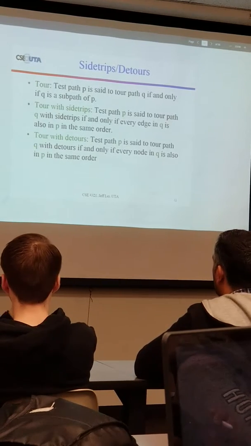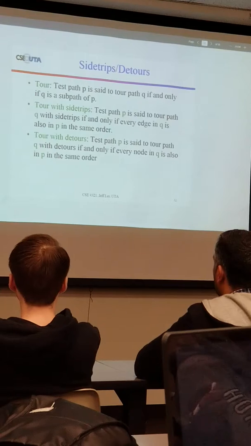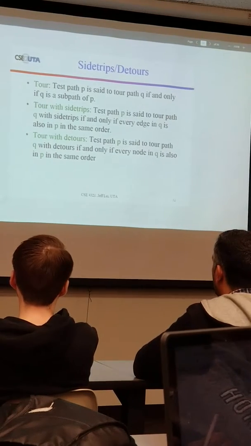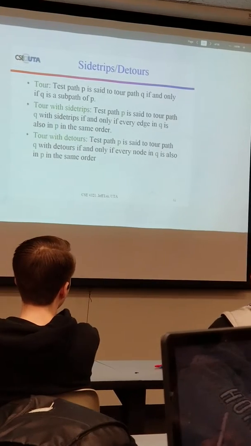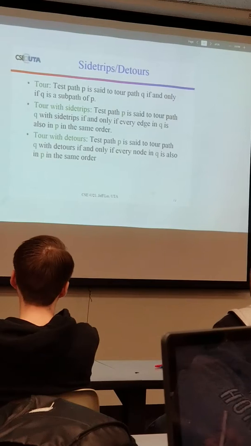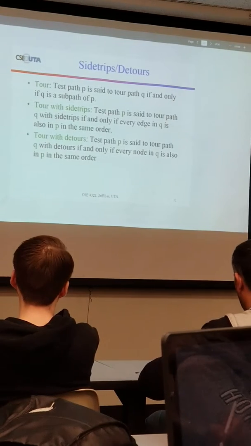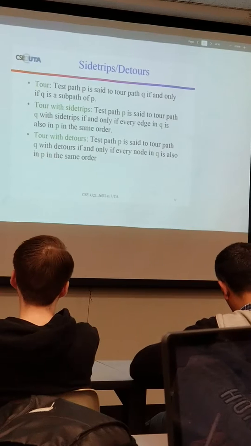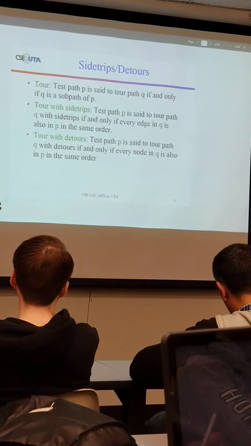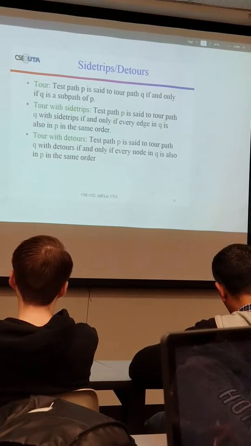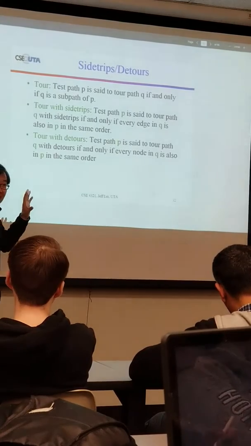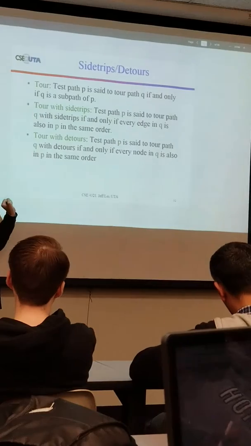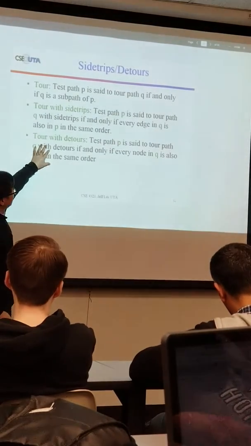So what is the relaxation compared to the tour, the concept of what is being relaxed? You have stops in between them. That's right. So the edges do not have to be consecutive. For a tour, you not only have to find the path Q in P, all the edges in Q have to be consecutive. Otherwise, it's not Q, right? Side trips only require that they appear in the same order, but the edges do not have to be consecutive. So that's where the requirement is relaxed.